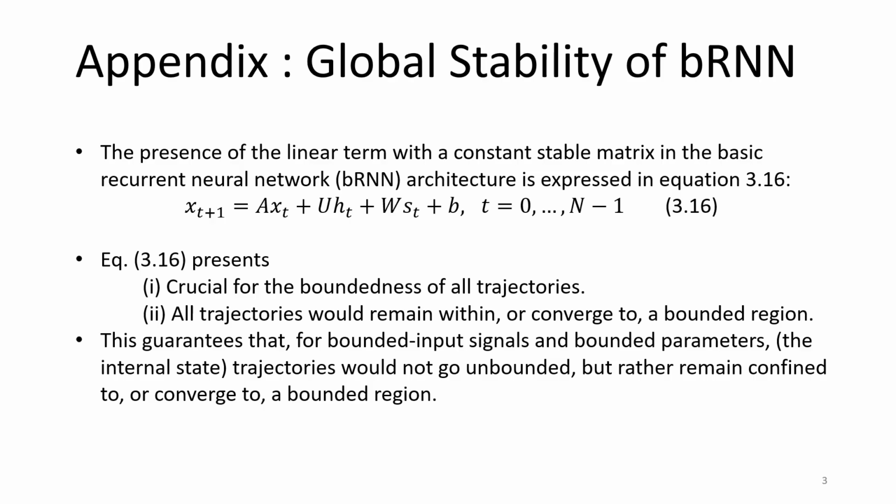The presence of the linear term with a constant stable matrix in the basic recurrent neural network architecture is expressed in equation 3.16. The basic concept is to have a bounded region for all trajectories. This guarantees that, for bounded input signals and bounded parameters, the internal state trajectories would not go unbounded but rather remain confined to, or converge to, a bounded region. As all parameters and trajectories are bounded, the convergence is then guaranteed.